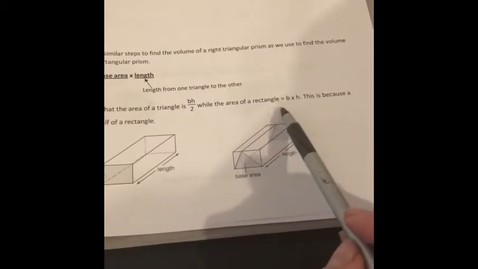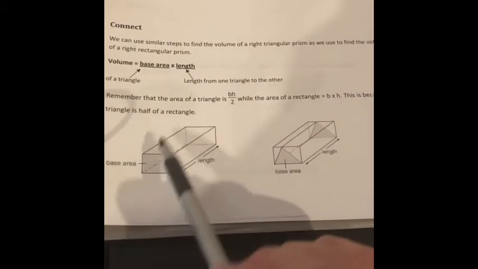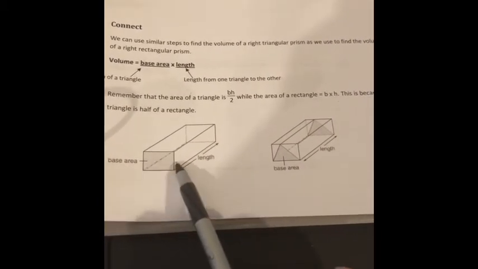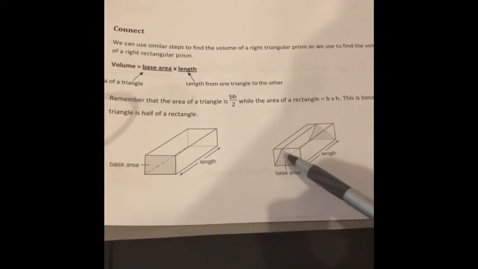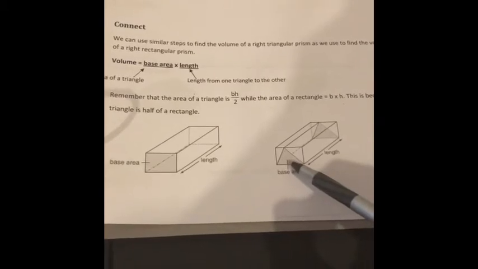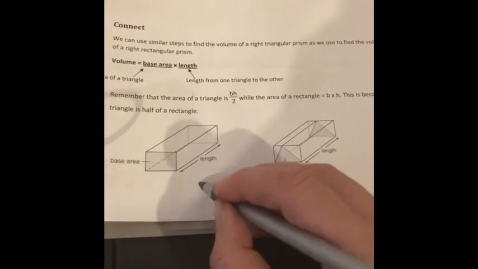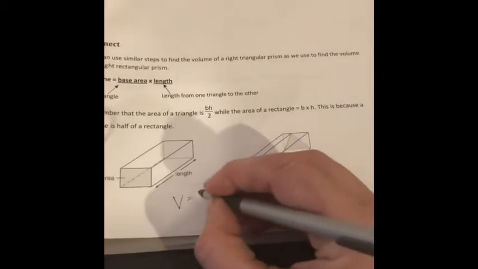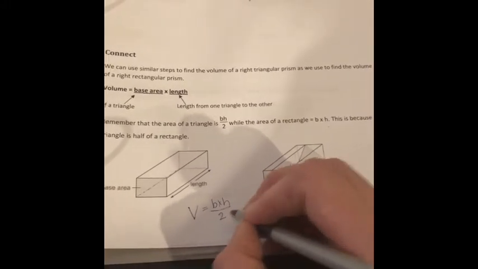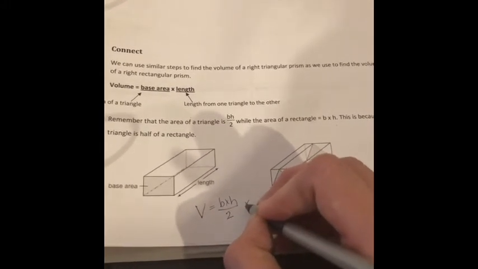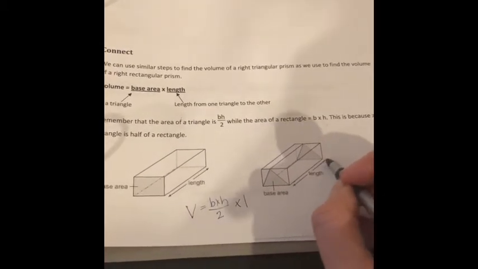Well, the area for a rectangle is base times height. This is because a triangle is half the rectangle. So you can see here, here's the base area. The length is still the same, however the base area would be half of that. So for volume, the base area would be base times height divided by 2. And then we're going to multiply by the length of the prism, like that.